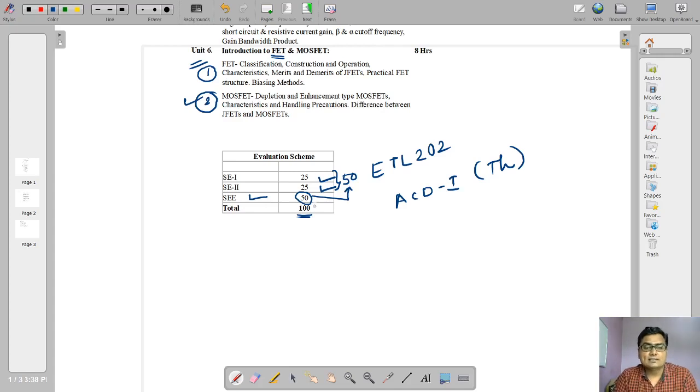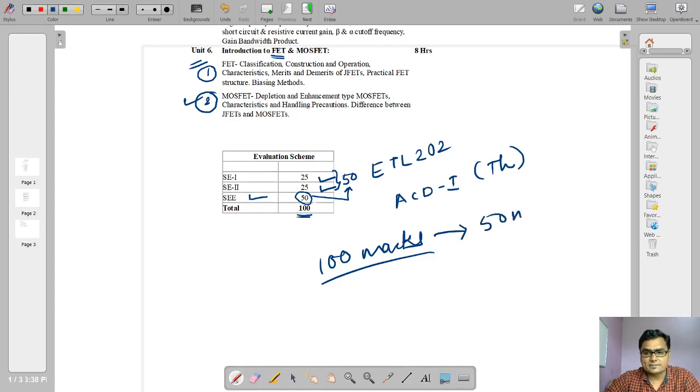Now about this semester end examination, you have to face a question paper of 100 marks. At the time of evaluation, these 100 marks will be converted into 50 marks. And that's why it is written SEE is of 50 marks.